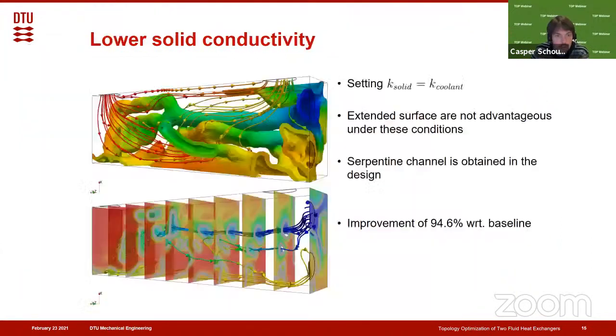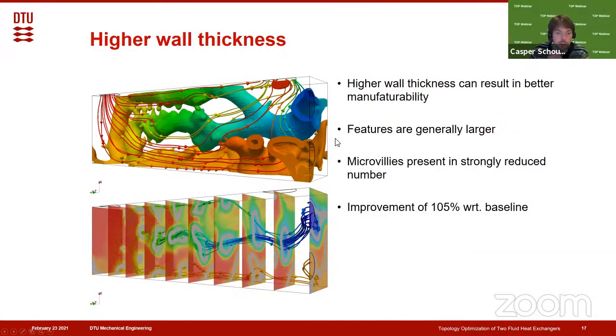If we lower the conductivity, we see that these appendices disappear. Basically we set the solid diffusivity to the coolant diffusivity and see that no appendices are formed, and we just have a more serpentine-like channel design. If we increase the wall thickness, we also see that some of the microvilli disappear due to the very thick walls here.